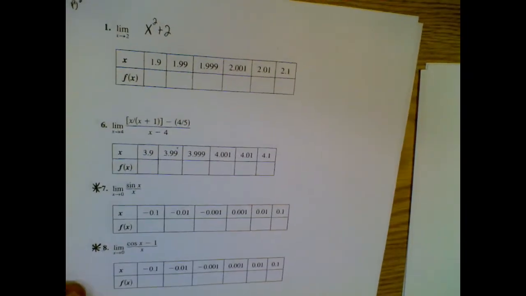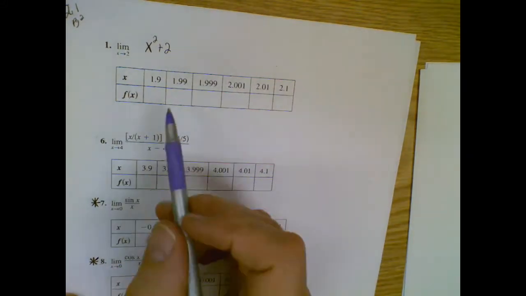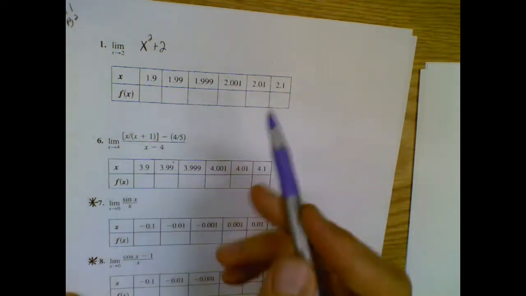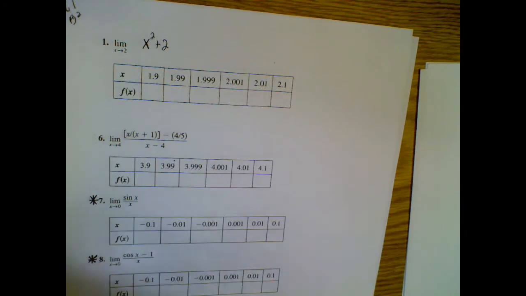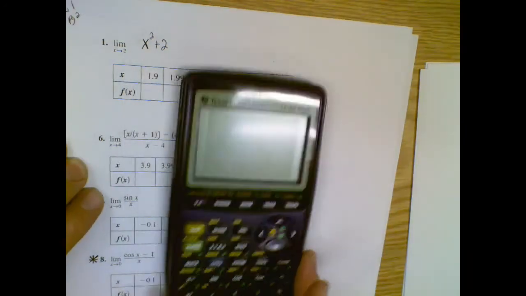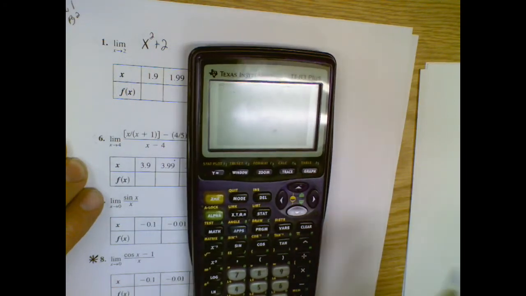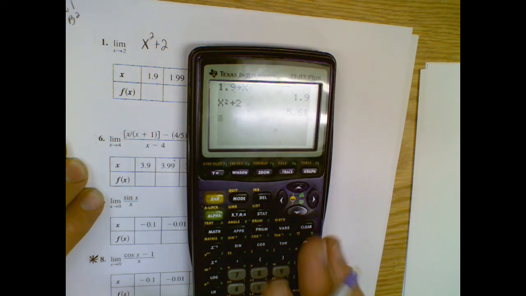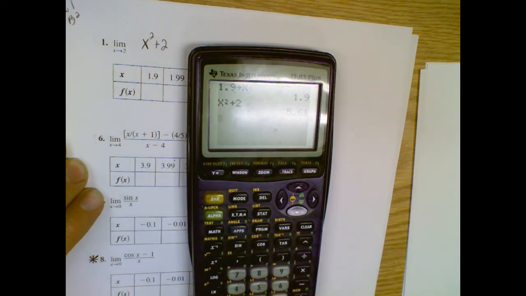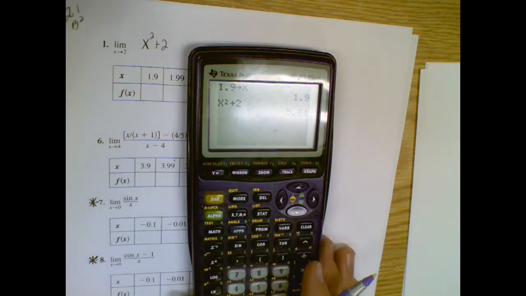With the charts, you can see these things. Basically, you plug in each x and get a y value. Very mind-numbing. I don't know if you guys remember, if we want to plug in the first one, there's several ways you can do it. You could take 1.9 stored as x, and then you could write x squared plus 2. You get 5.61. Write that down, so on and so forth. It's time consuming.